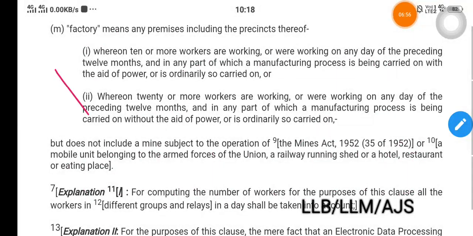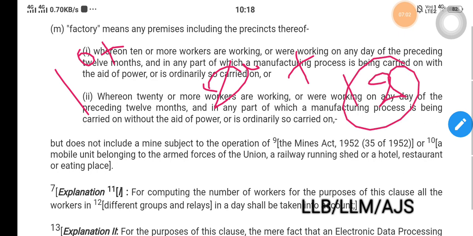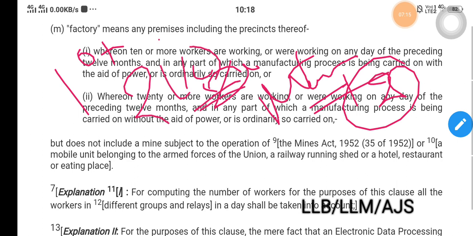So there may be 10 or more workers, or 20 or more workers, but they must work for a 12 months period, preceding 12 months, in any factory, and the factory must be of such a nature where the manufacturing process is carried on, and we have read the definition of manufacturing process in section 2K of the Act. And it includes premises, including precincts thereof, not only the house but also the entire land area. Then, but does not include a mine.